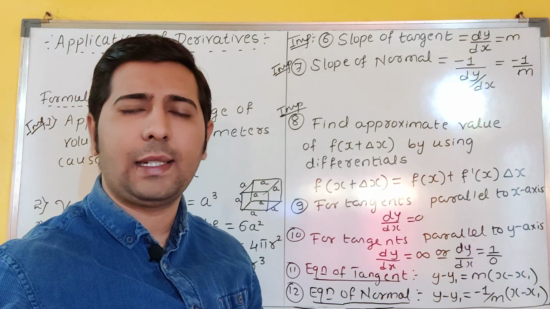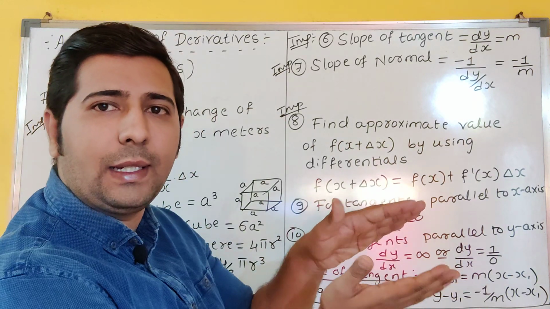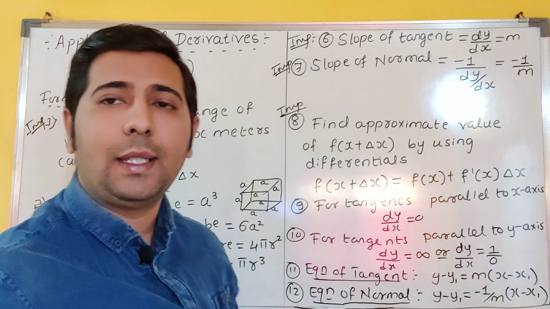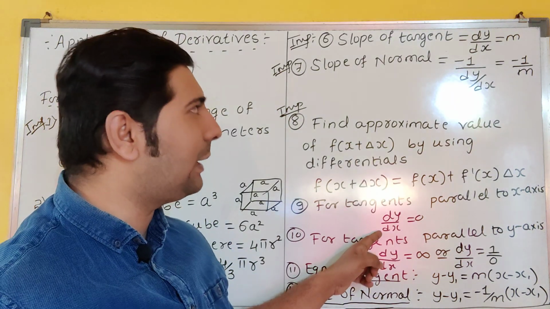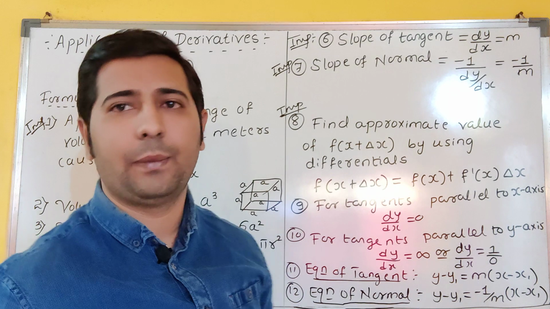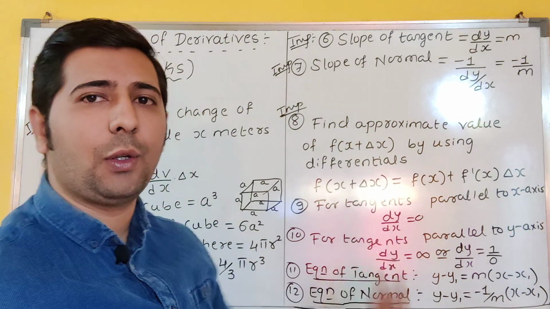M is equal to tan theta. The slope m is equal to tan theta. If theta is only 0, what will the m value become? 0 only. M value is nothing but dy by dx, I told. So dy by dx is equal to 0 we will get.